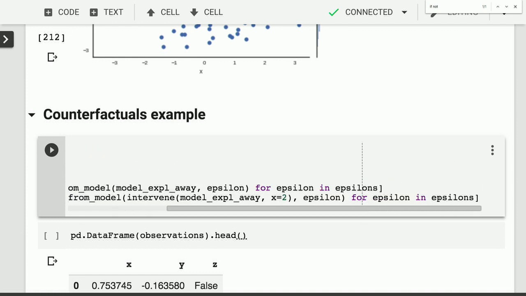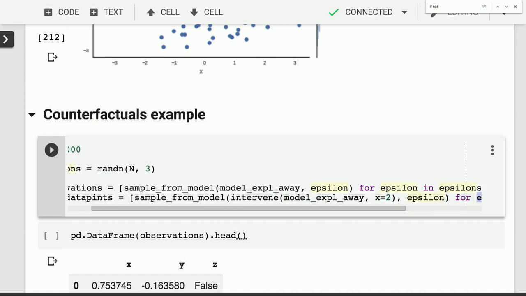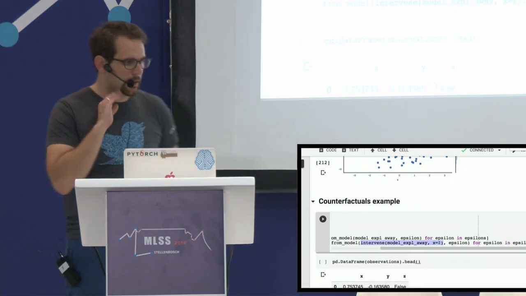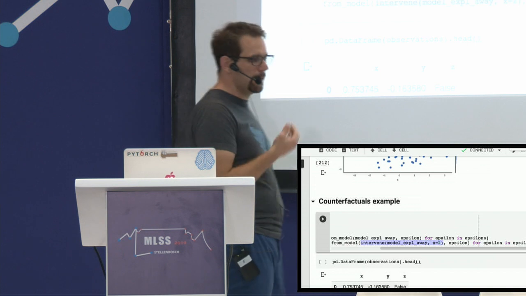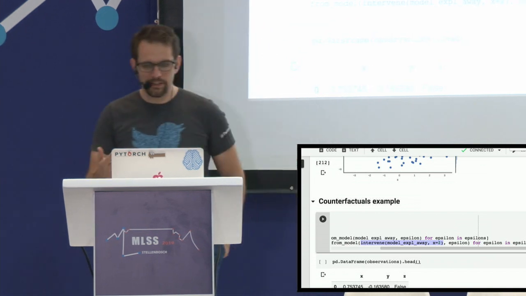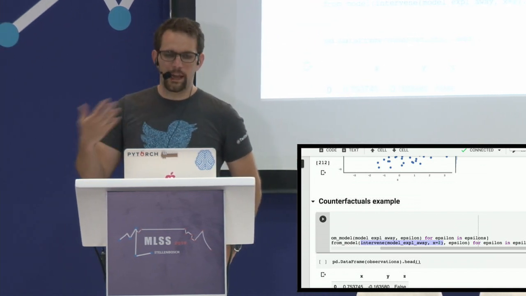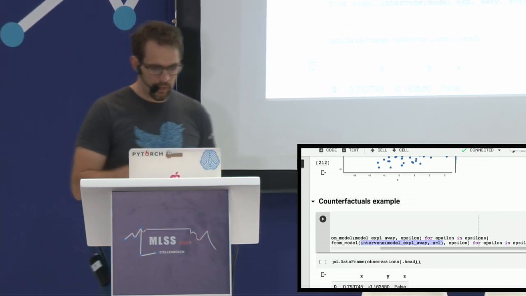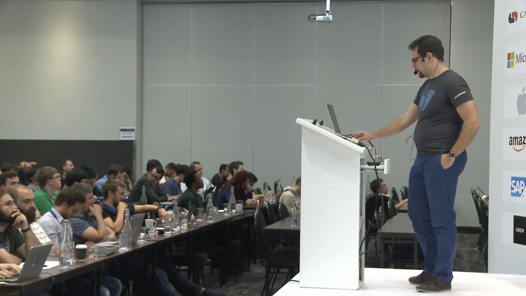I'm going to walk through the same epsilons and plug them into the sample from model function, but instead of using model explaining away, I plug them into this intervened model, where I intervene and set x equals 2. So I want to now ask questions about, if my coding ability was 2, whatever that number means, would I have been given the job? Questions? No. So I call these twin data points.